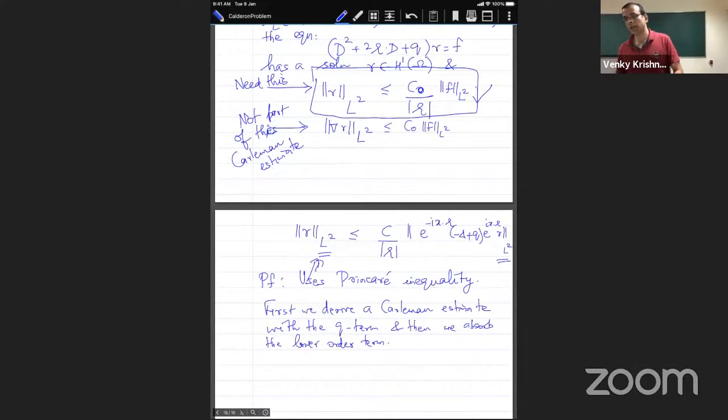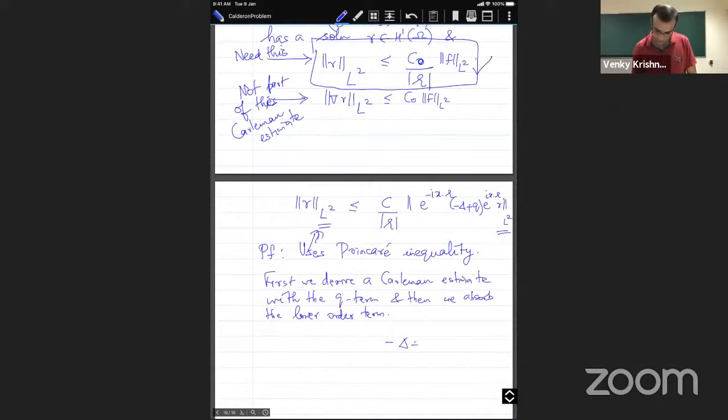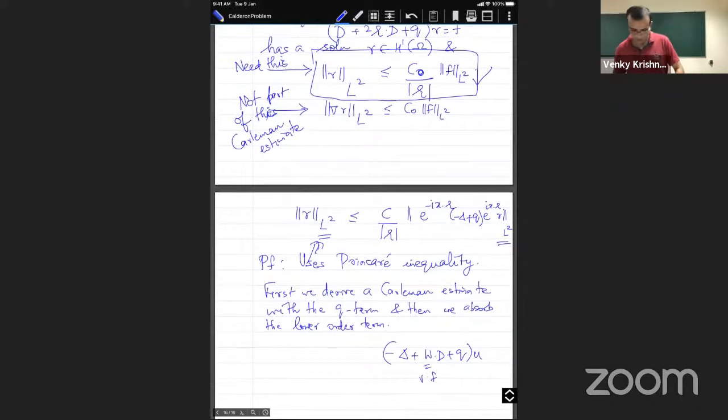But suppose you also have a first order term. So instead of minus Laplace plus Q, suppose you have minus Laplace plus, let's say, W dot D, where W is a vector field, plus Q, something like this. Now you see that in order to absorb the W dot D, first you derive a Carleman estimate involving just the Laplacian. And now you also want to absorb the W dot D term into the Carleman estimate. But L2 is not sufficient. You need an H1 Carleman estimate, so that you can absorb the first order term.